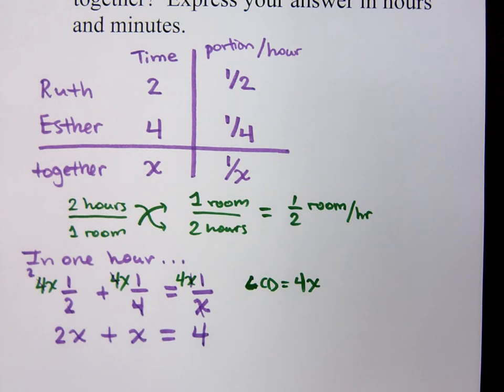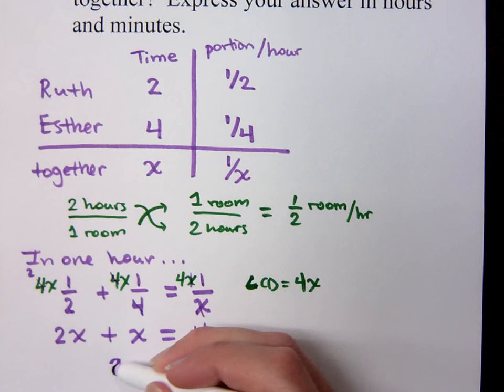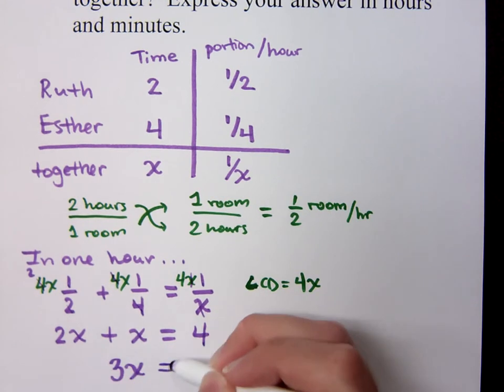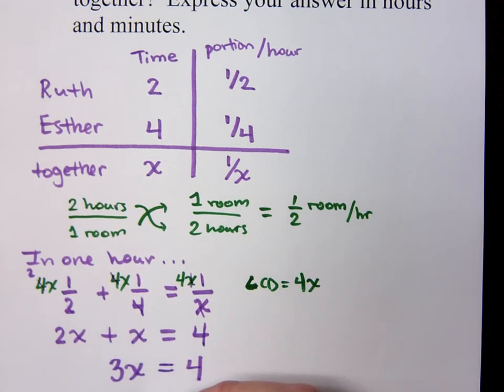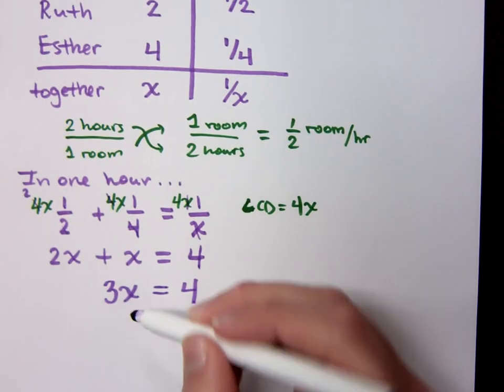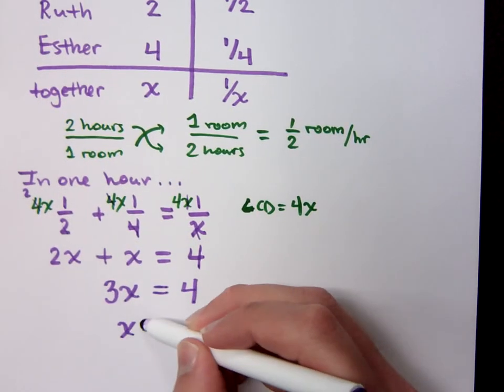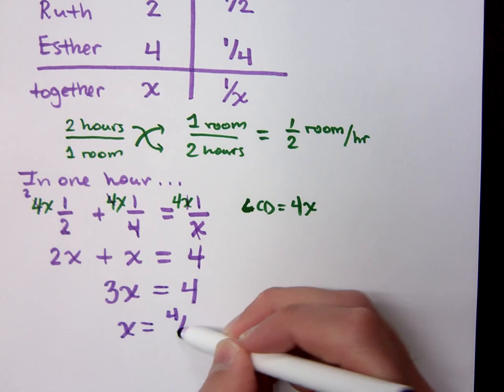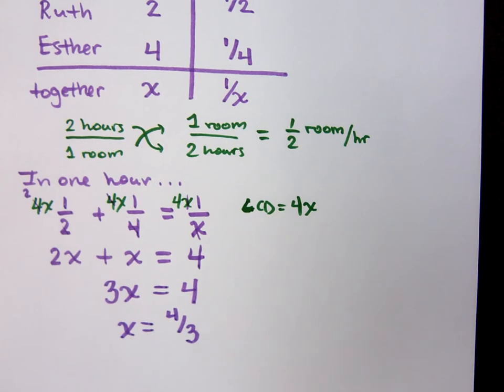And then you better be able to solve this equation, because if you can't, you're in trouble. 3x equals 4, which means x equals 4 divided by 3. 4 over 3. This is weird. x equals 4/3. And what did x represent? x equals together time. It's the together time, right?